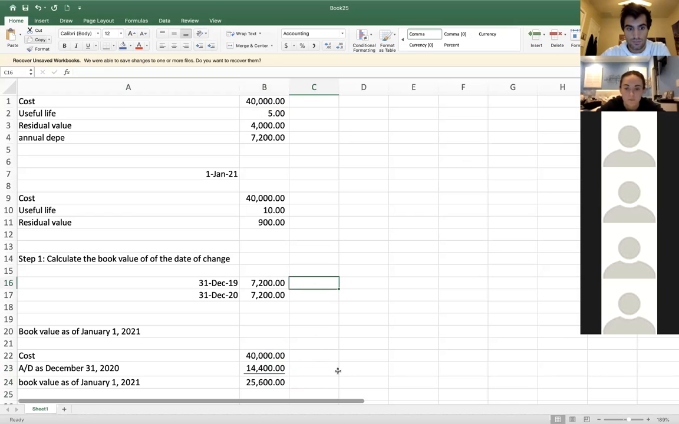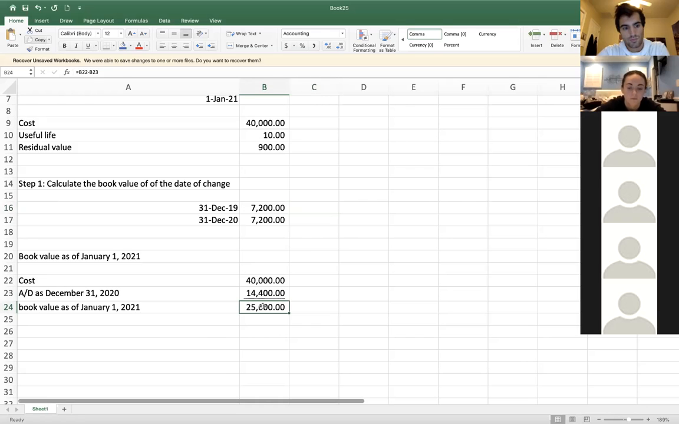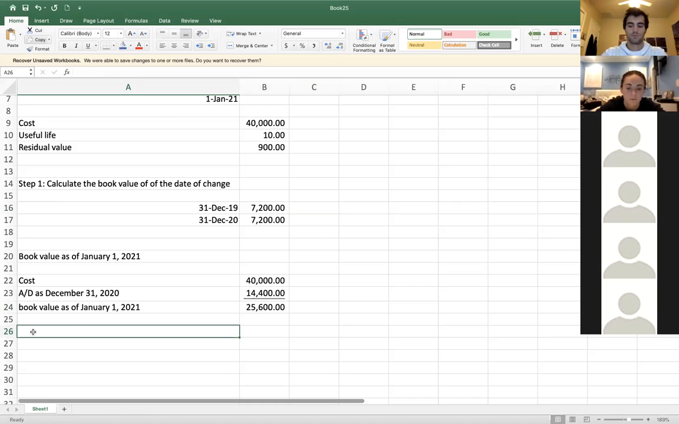Please stop me if you're not understanding the calculation. So step one, calculate the book value as of the date of change. 25,600. Yes, ma'am. Question? I just coughed. Oh, sorry. So now we need to calculate the depreciation going forward. Changes in estimates are handled prospectively going forward. So recalculate the depreciation under the new assumptions.